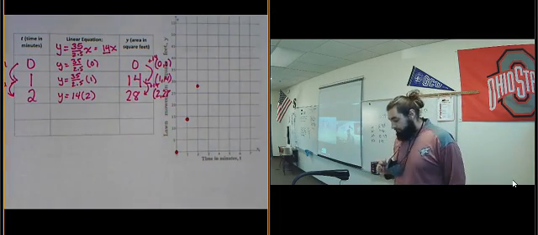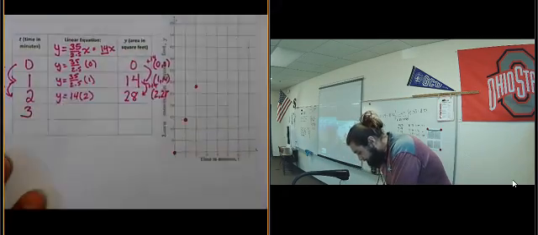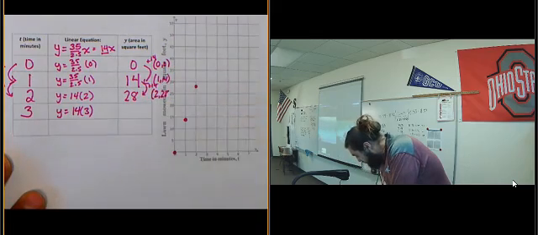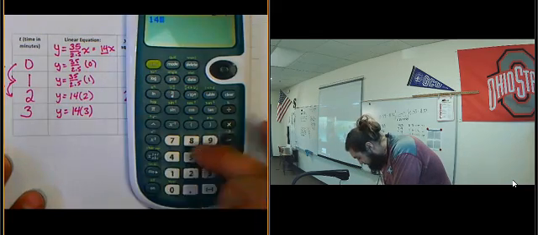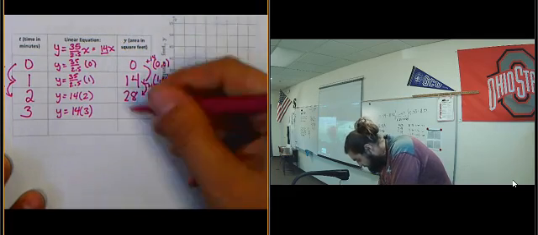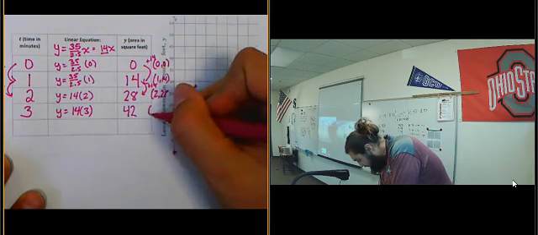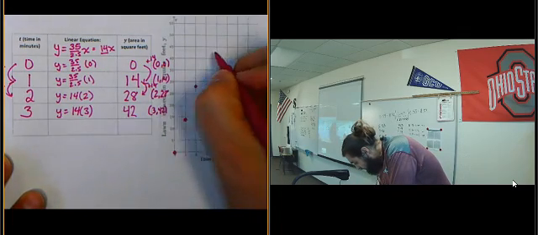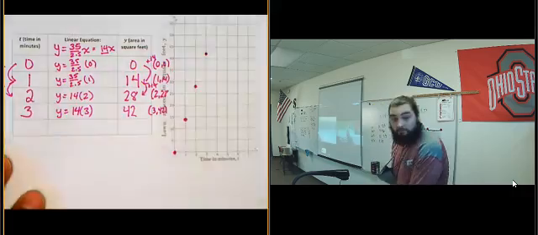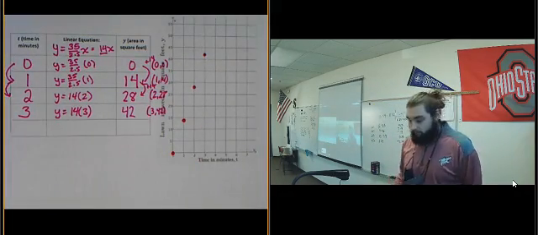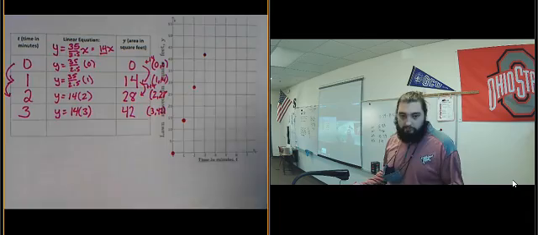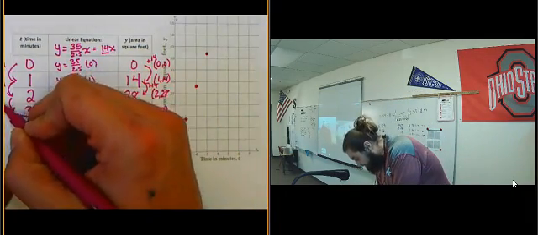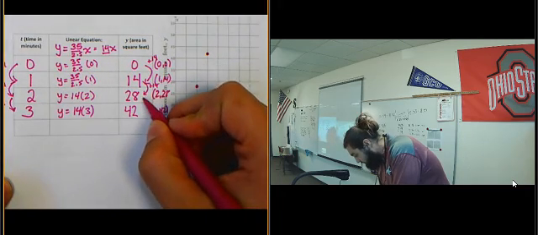Okay? So let's move on to 3. y equals 14 times 3. 14 times 3 is 42. So our ordered pair is 3, 42. And then we need to place 3, 42 on our table, or rather on our chart, on our graph, whatever you want to call it. Again, we increase x by 1. y should increase by 14.